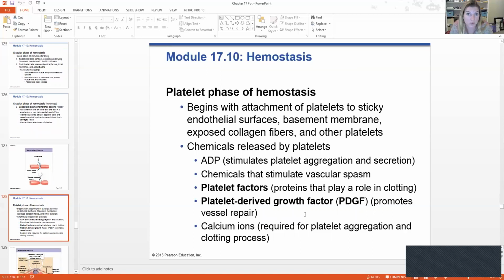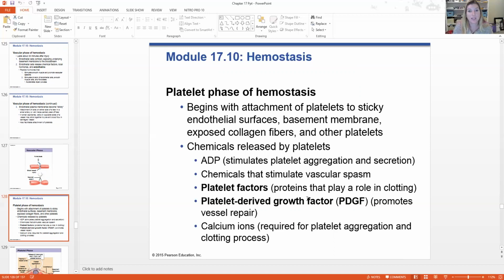There's a chemical that's released by our platelets. ADP, adenosine diphosphate, is basically going to allow for the platelets to aggregate and secrete. And these chemicals that are basically accumulating in this area are going to continue that vascular spasm. So platelet factors are going to be released. There's also something called platelet-derived growth factor, PDGF, promoting this repair process as well. Calcium ions are there as well.